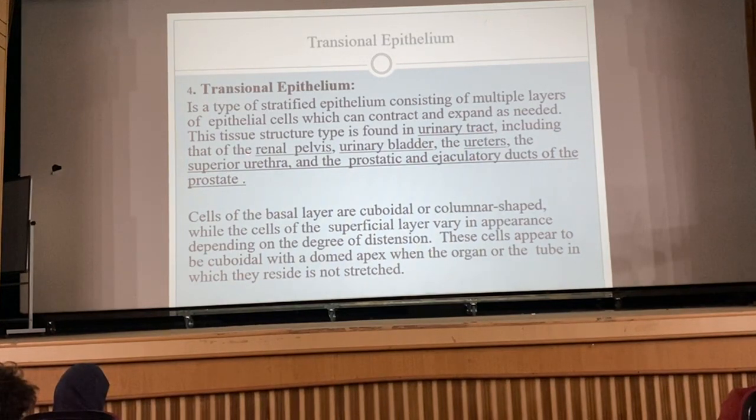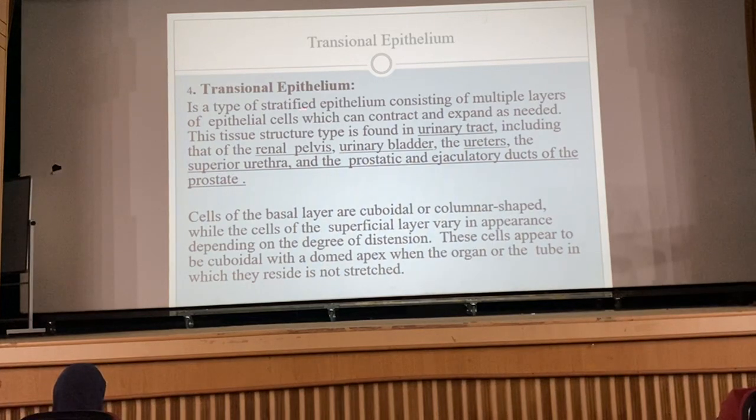So it lines the renal pelvis, the urinary bladder, the urethra, and the superior part of the urethra with the prostatic and ejaculatory duct in the male of the prostate.